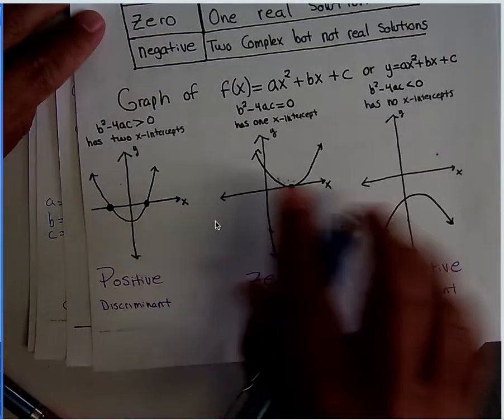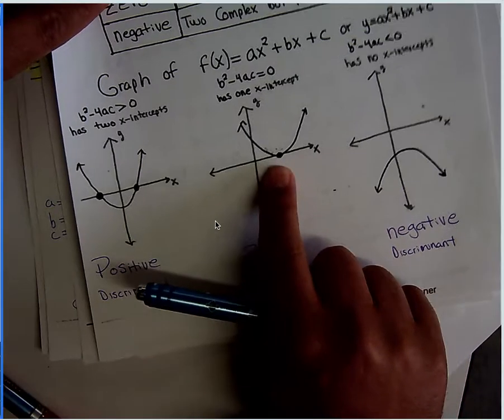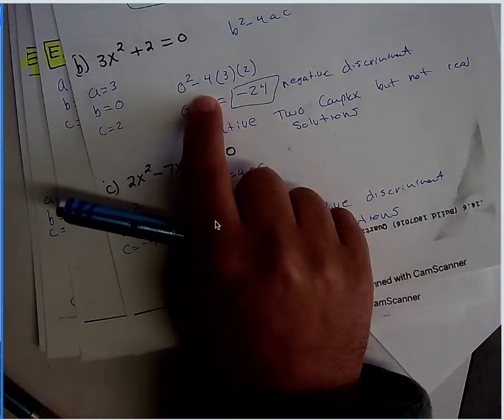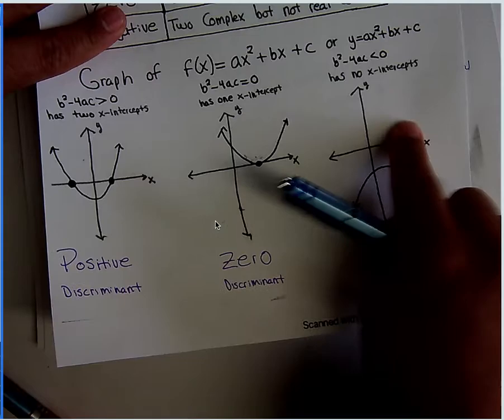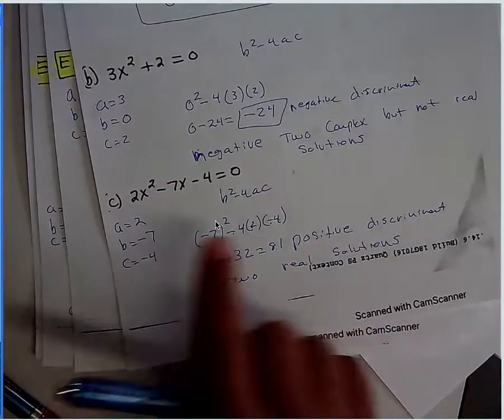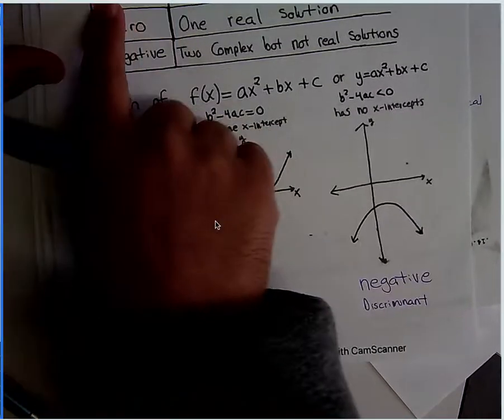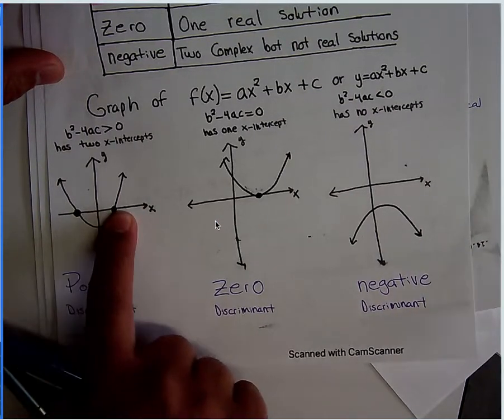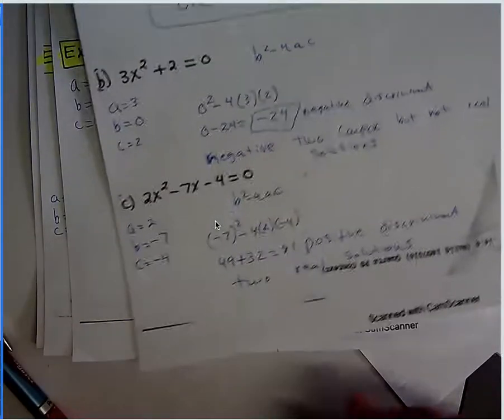And this is how they look graphically. The first one would be this one. This one is one real solution, touching the x-axis once. The second one would be this one, where it doesn't touch the x-axis, so no real solutions, two complex ones. And the last one would be positive, which is two real solutions touching the x-axis twice. And that's it, guys, for the notes.